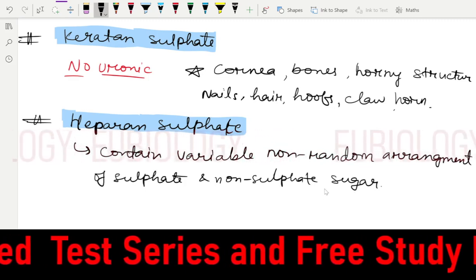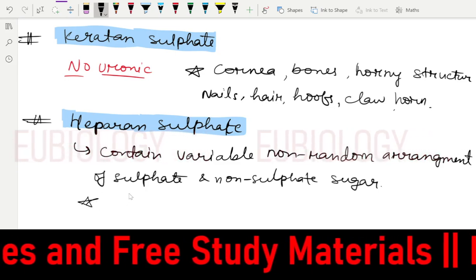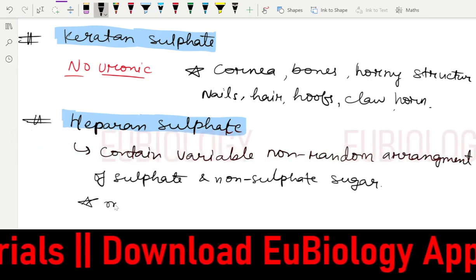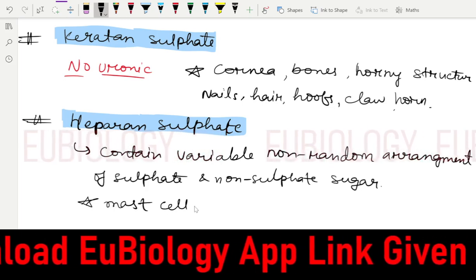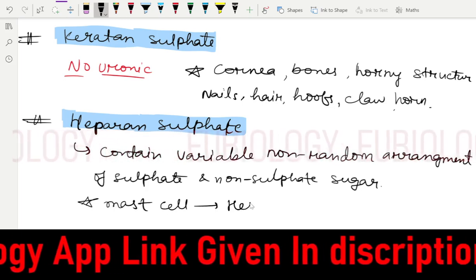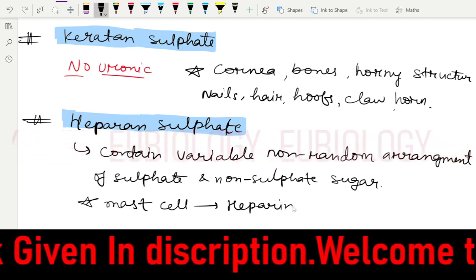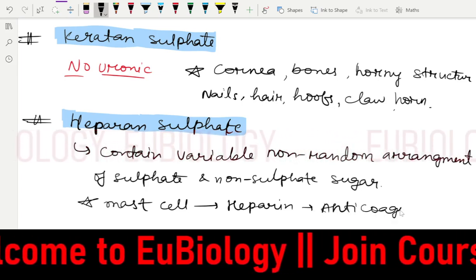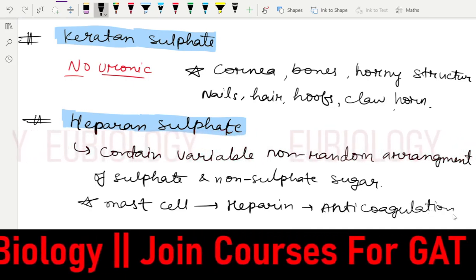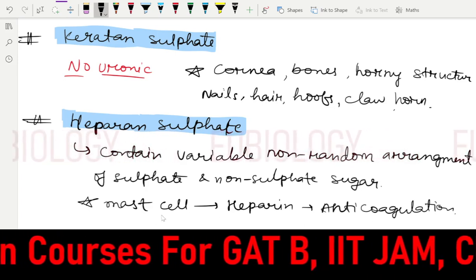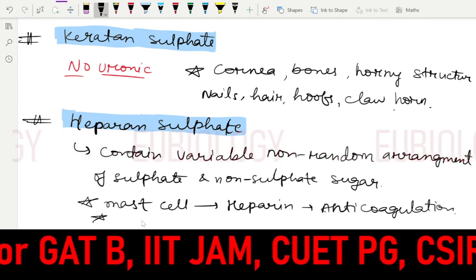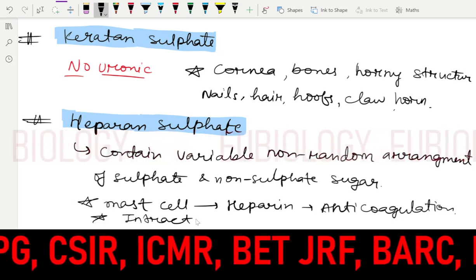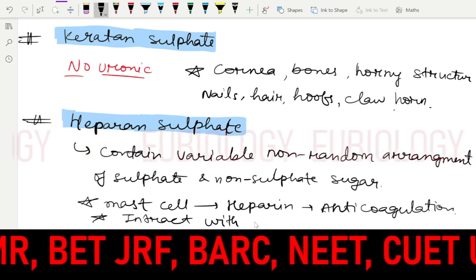Now the function will be what? You know, heparin is released from the mast cell. So what does the mast cell release? Heparin, and it will be present in our blood, which will help in anticoagulation. It will also participate in growth factors. Okay, it will interact with the large growth factor.